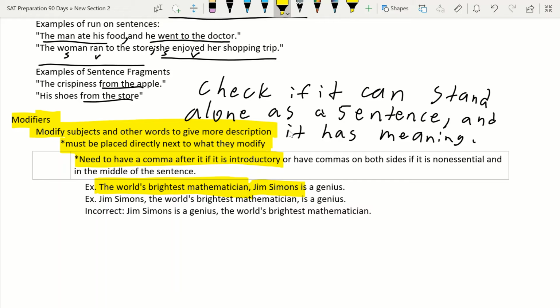Next, we have to make sure we have our person we're modifying after that introductory modifying clause, right? So this modifier is going to start us off, and that modifier has to then be directly next to what it's modifying, which is Jim Simons. So we need to make sure we have that comma after it if it's introductory, or we can have commas on both sides of it if it is non-essential, which means we can take it out and still have a complete sentence and a complete idea, and it's in the middle of a sentence. So I'll go ahead and find an example of that.